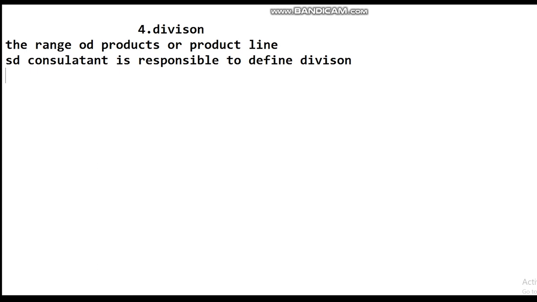And the next one is the length of the division. The length of the division is 2 digits. Previously, the company code length is 4 digits, sales organization is 4 digits, distribution channel is 2 digits, and division is also 2 digits. And the SD consultant is responsible to define division.